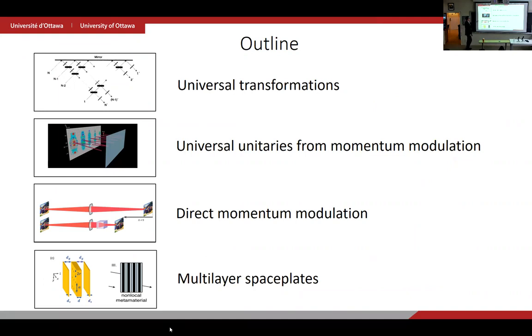So I'm going to go through some context, which is what has been done for making general transformations, which I call universal transformations. In the context of quantum theory, we would call those unitary transformations. So this in a sense is a universal way of making an arbitrary unitary matrix. So this is one way of doing it. Then I'm going to tell you about another way of doing it that could have some advantages, where you're doing momentum modulation.